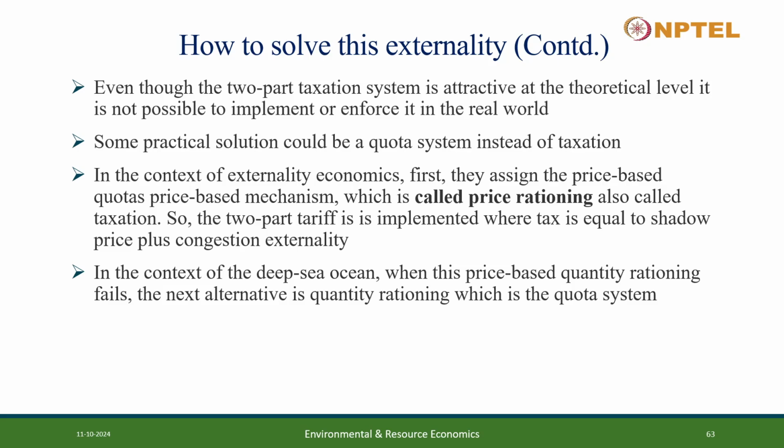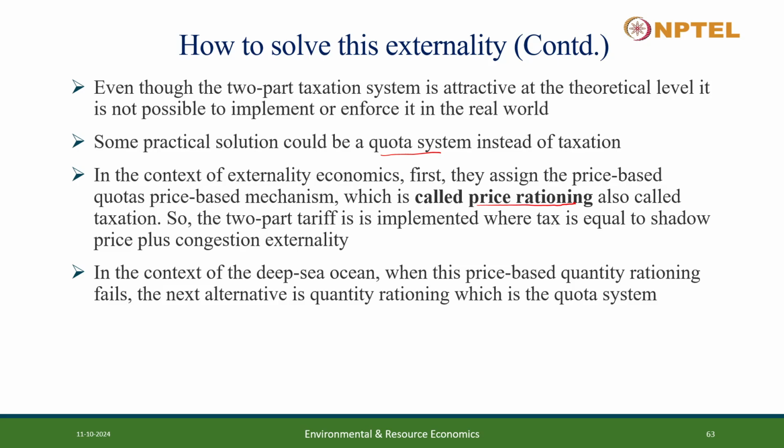However, the two-part taxation system is attractive theoretically, but if you have to implement it practically, then it is not so easy. So another system is the quota system, where you can give a certain part of the sea to one country, another part of the sea to another country. So it is quantity-wise rationing. And as we have discussed, the taxation system is called price rationing.